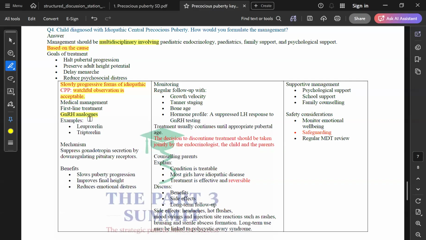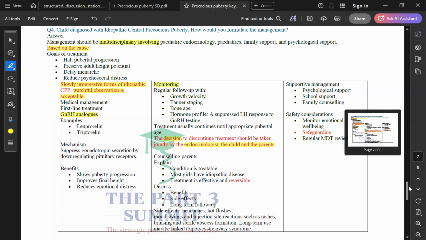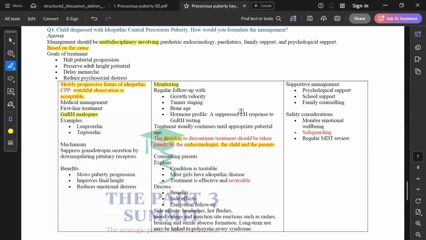Now GnRH is the mainstay of treatment, and when she is on GnRH, you will be monitoring. How long she should be on these medications should be based on a joint decision with the family, the child and the parents, along with the endocrinologist. Till that point, you would be continuing. Usually around 12 years or so, it will be stopped. But even before, if the family wants and the endocrinologist feels, following the discussion, you can stop the medication. And how are you going to monitor it? You're going to monitor it by the growth velocity, the clinical points, and the hormonal profile. The hormonal profile will show a suppressed LH response.